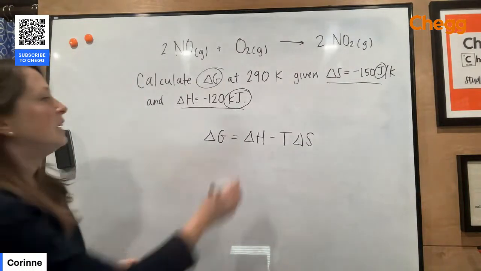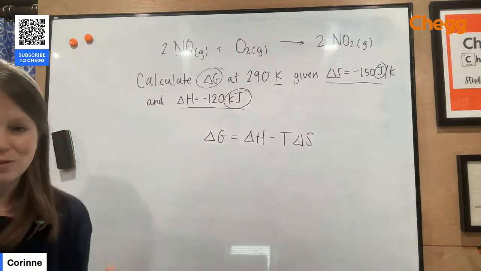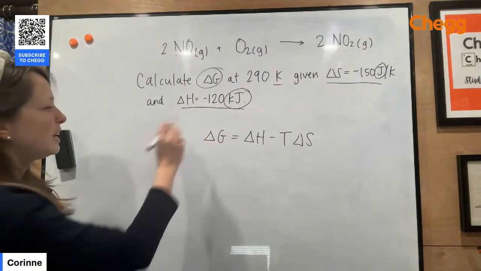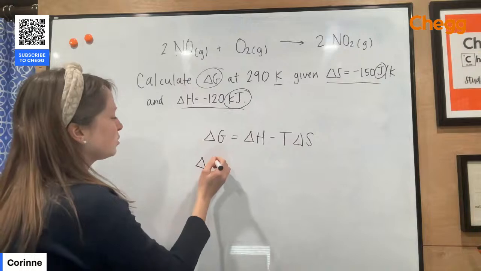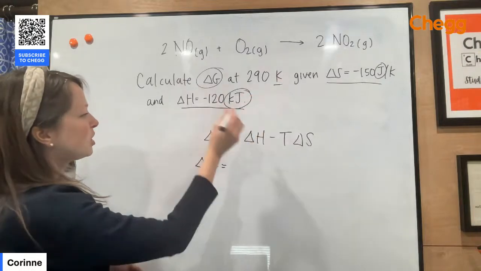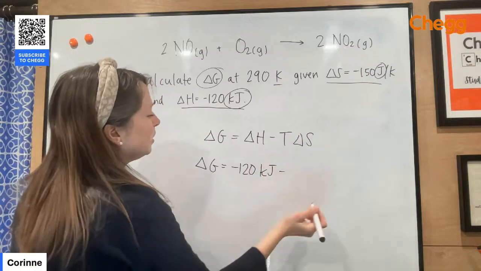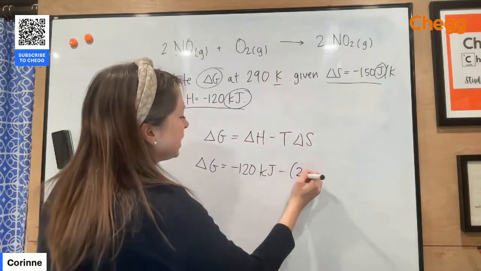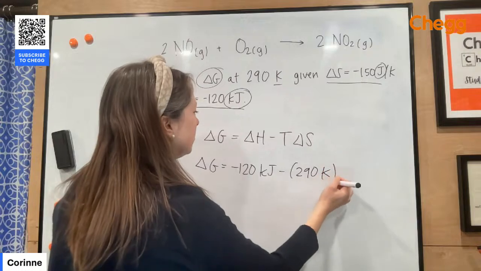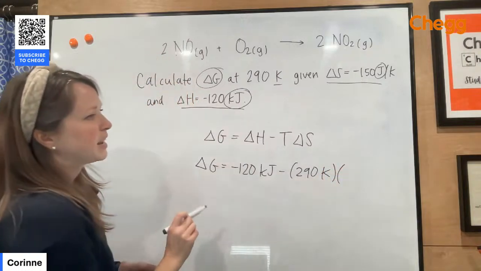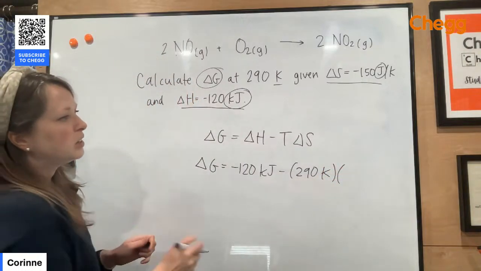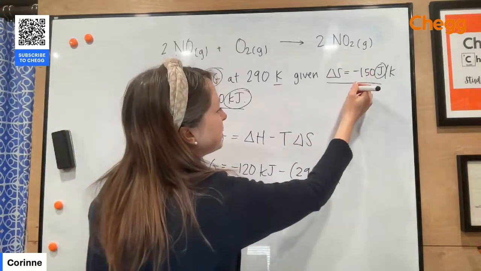Your temperature, in this case, is given in Kelvin already, so I don't have to do that conversion. That makes it a little bit easier. So we're just going to go ahead and substitute that in. So delta G is equal to delta H, which was negative 120 kilojoules, minus T, which was 290 Kelvin, times our delta S. Again, I'm going to convert that into kilojoules right away. So I'm going to divide that by 1,000.